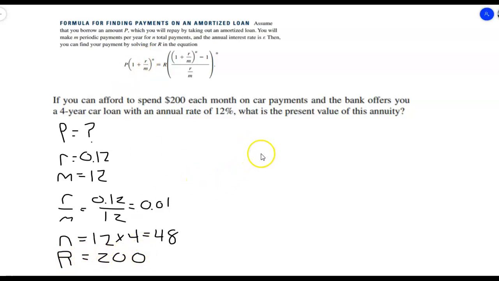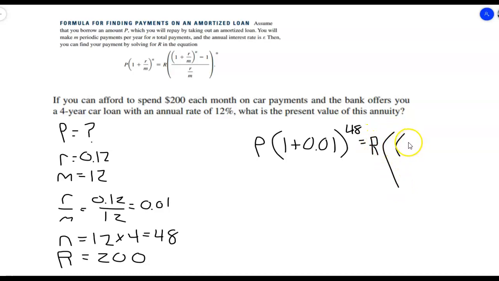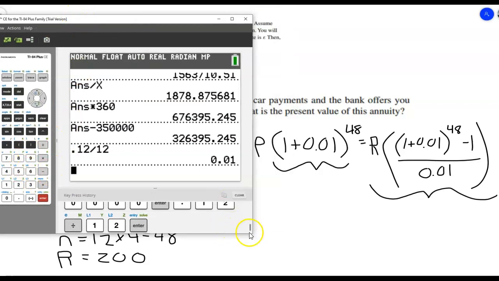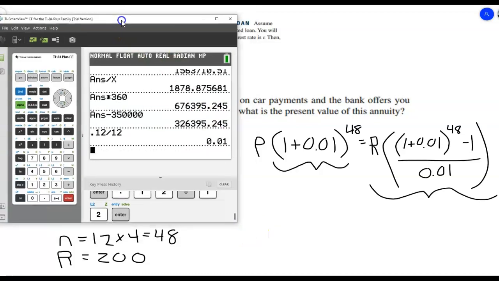All right, so let's go ahead and plug this in here. So remember, I'm solving for P. So this is going to be 1 plus R over M, which is 0.01, raised to the 48th power. And that's going to be equal to R times 1 plus 0.01 raised to the 48th minus 1, all over 0.01. So in this case, I'm going to get a value here, and I'm also going to get a value here. And then if I divide both sides by this value, I will solve for P. So first I'm going to find this value and save it, and then I'll find this value, and then I'll divide this value by that value once again here. So if you do a little bit of forethought, you can save yourself a little bit of time on the calculator.